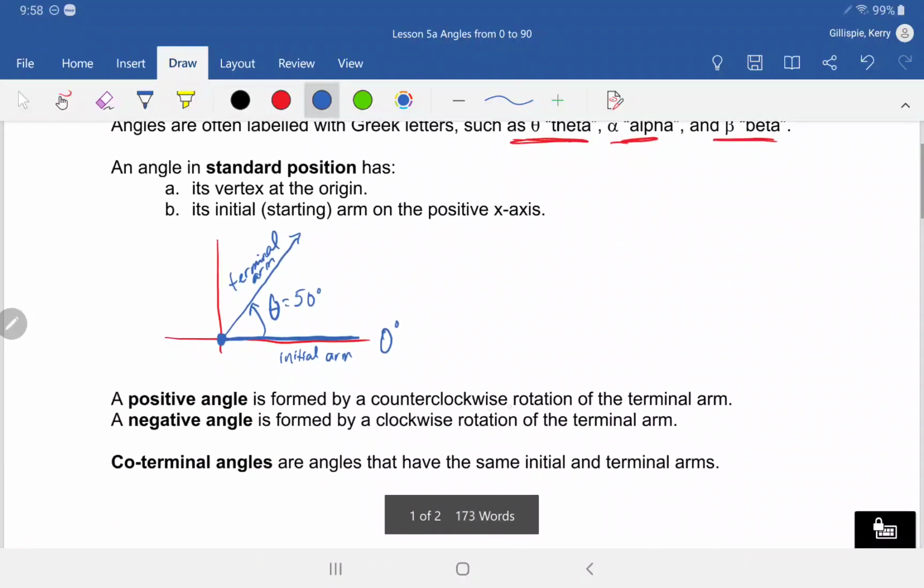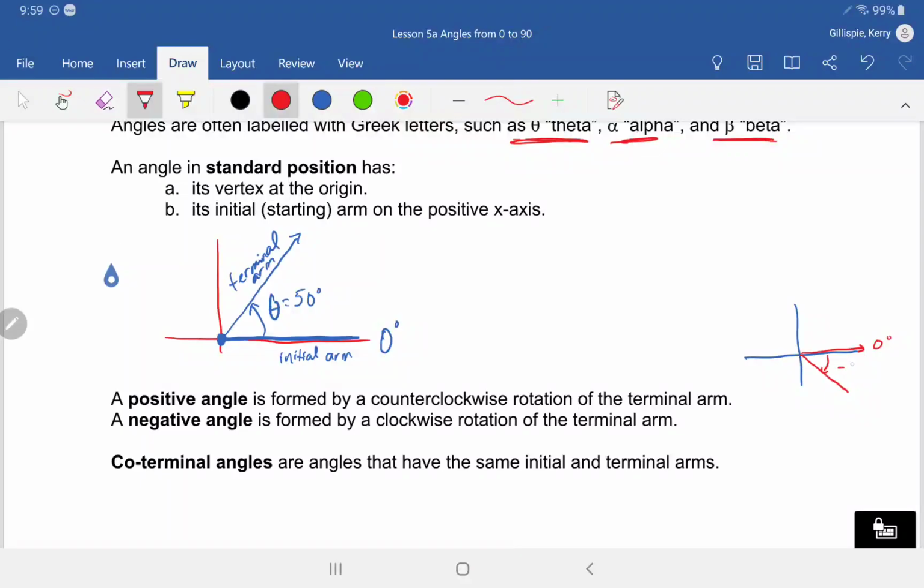Positive angles are formed by going counterclockwise, and a negative angle is formed by doing a clockwise rotation. So this will be a little bit more for tomorrow, but a negative angle would start here at 0 degrees, and a negative angle would drop to the right, and this would be considered maybe negative 30 degrees. Okay, so negative angles go in a clockwise rotation, and we're going to be focusing today mainly on positive angles, which always open up from 0 degrees.